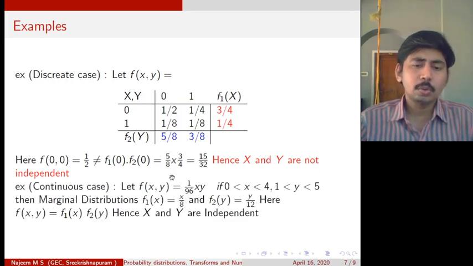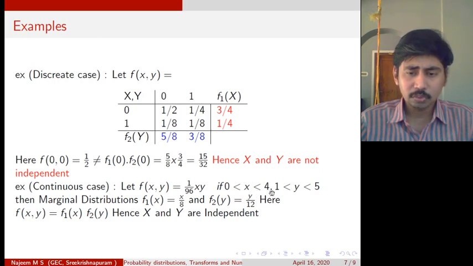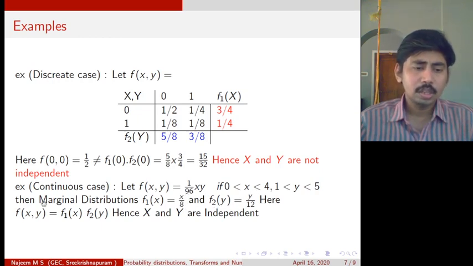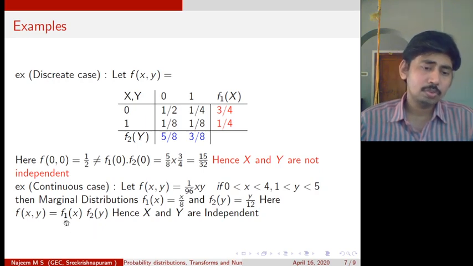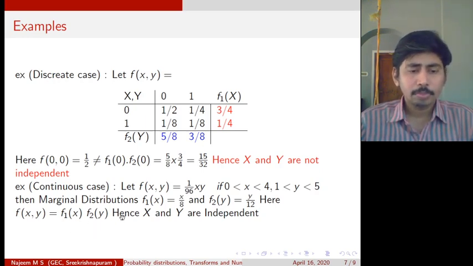Let f of xy equal to 1 by 6 xy, 0 less than x less than 4, 1 less than y less than 5. Then the marginal distribution f1 of x equal to x by 8 and f2 of y equal to y by 12. Here f of xy equal to f1 of x into f2 of y. So check by multiplying this one, f1 of x equal to x by 8 and f2 of y equal to y by 12. If you multiply this one, xy divided by 8 into 12 is 96, that is xy divided by 96. You will get that. Therefore x and y are independent.